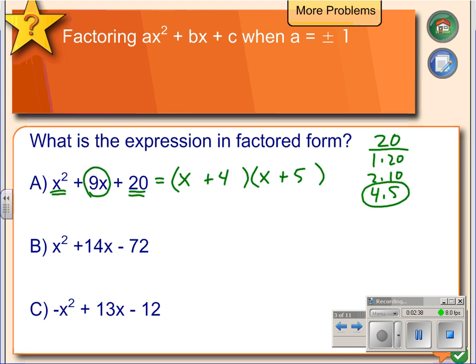Now, if you FOIL these two binomials, you should get this trinomial. So let's just try it. X times x is x squared. X times 5 is 5x. 4 times x is 4x. Adding those together, we get 9x. And then 4 times 5 is 20. So yes, it does work. Okay, next one.